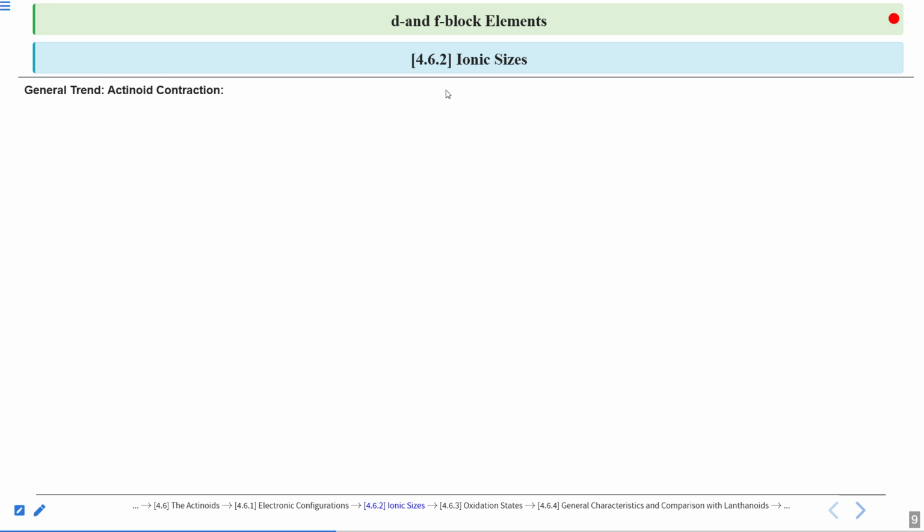Now let's move to our next section, 4.6.2, that is ionic sizes. So let's first of all observe a general trend in the actinoid contraction. A gradual decrease in the size of atoms, or M3+ tripositive ions, is observed across the actinoid series. Similarly, like in the lanthanoid series, we have seen a gradual decrease in the tripositive ion sizes, right? Here also we have observed a gradual decrease in size of atoms or tripositive ions. And this phenomenon of gradual decrease is referred to as actinoid contraction in the case of the actinoid series.